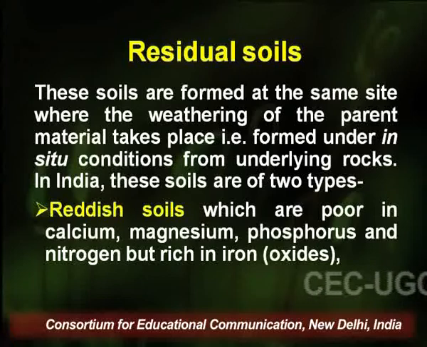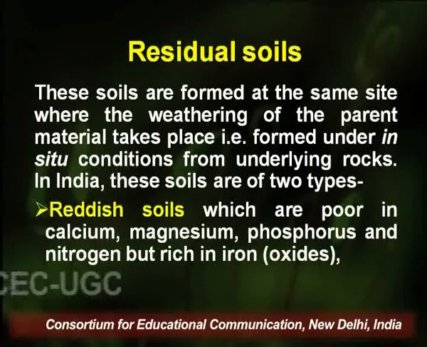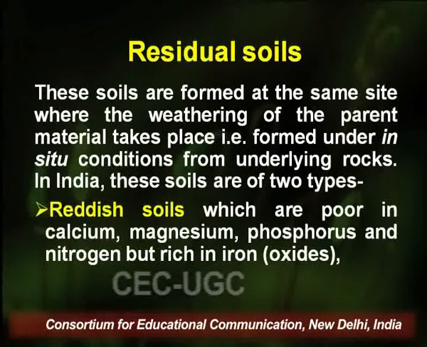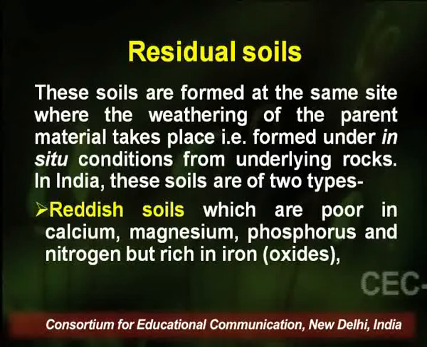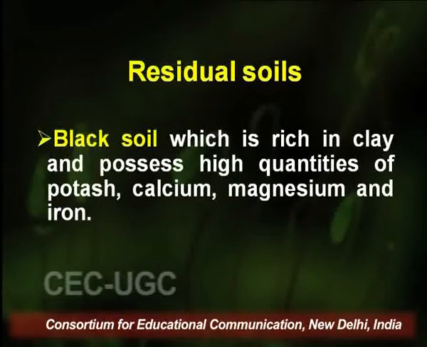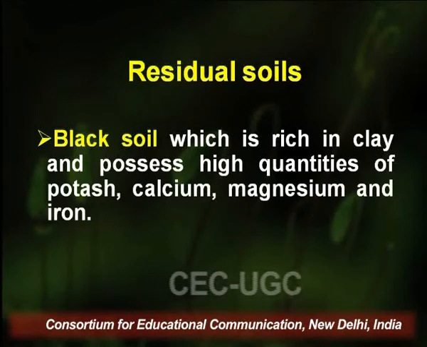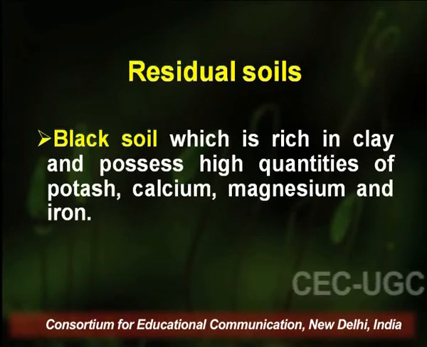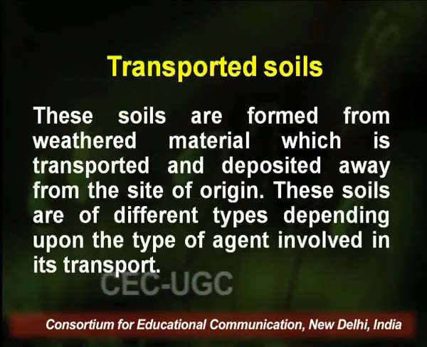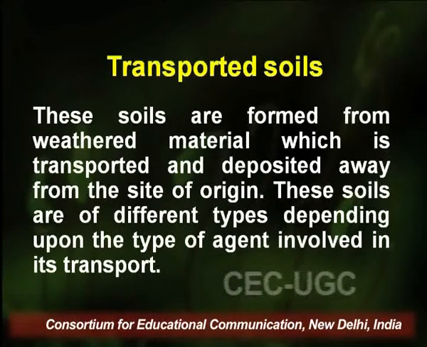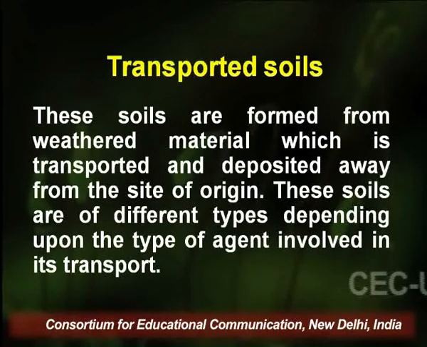In India, these soils are further of two types. One are the reddish soils, which are poor in calcium, magnesium, phosphorus and nitrogen, but rich in iron and its oxides. And the other one is black soil. Now, black soil is the one which is rich in clay and possesses high quantities of potash, calcium, magnesium and iron.